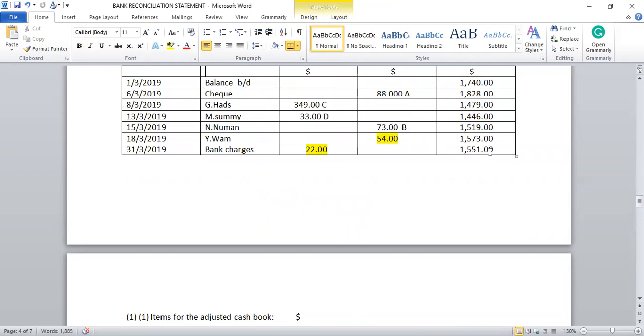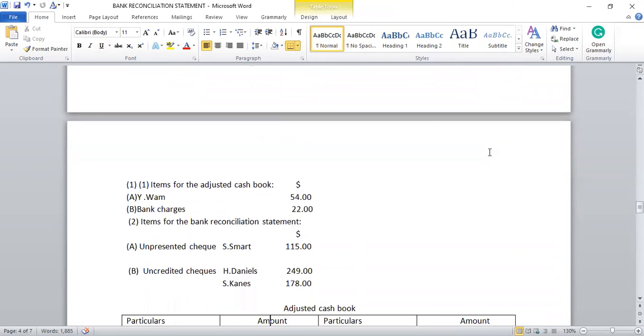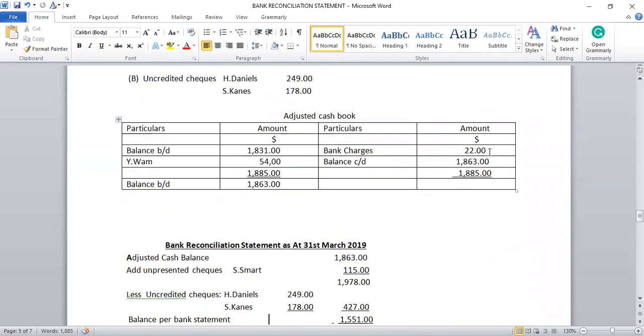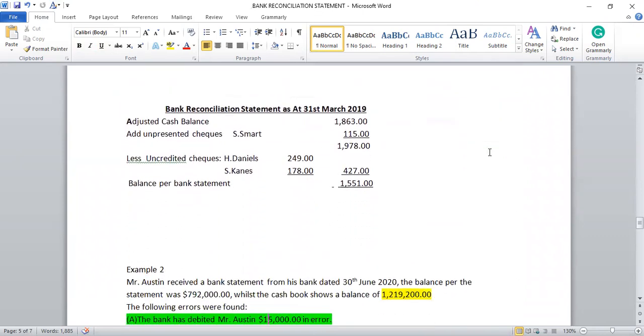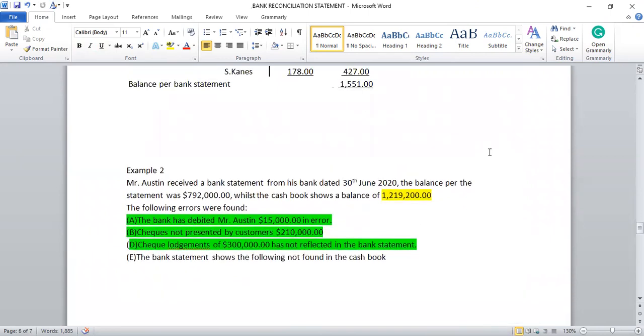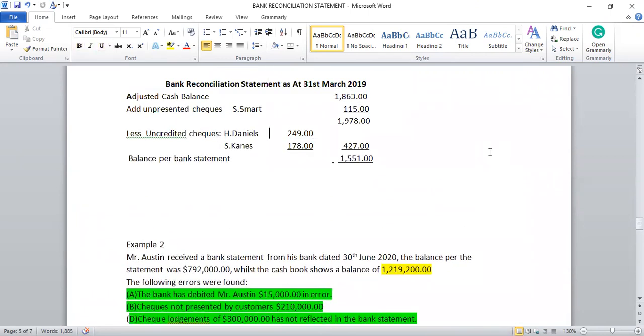Okay. So you know how to prepare bank reconciliation. Now, let us look at another example. Okay. So this is our second example.